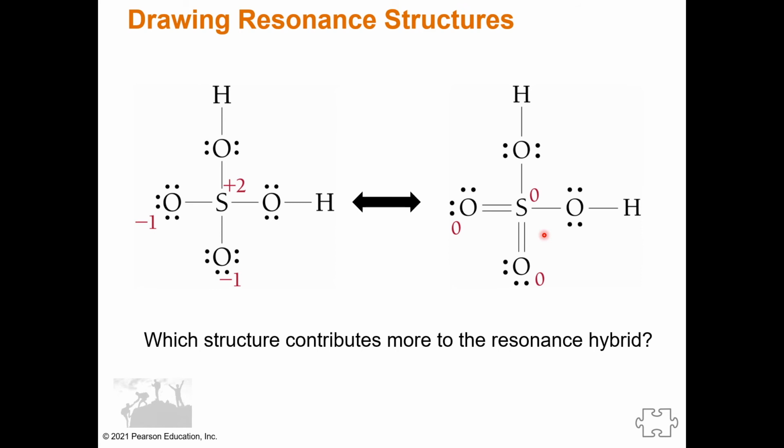Now, which structure contributes more to the resonance hybrid? The answer is this one on the right-hand side. Why? Because of the formal charges. All of the atoms in this structure have a formal charge of 0. So again, both of these resonance structures contribute to the hybrid, but the one on the right-hand side contributes more to the hybrid because of formal charge.